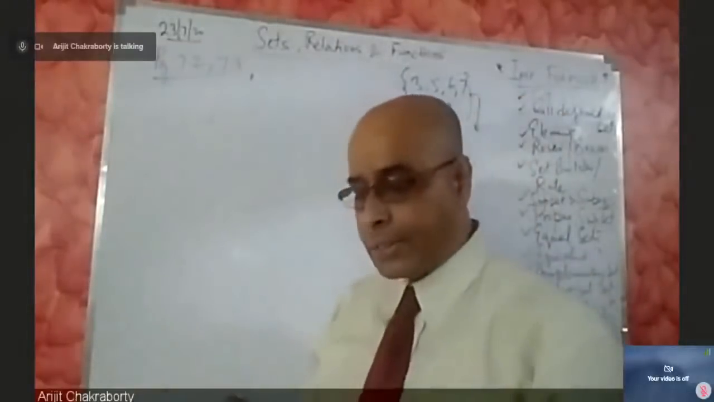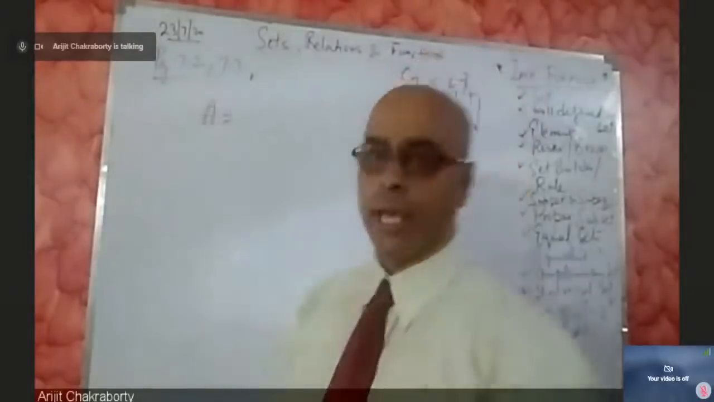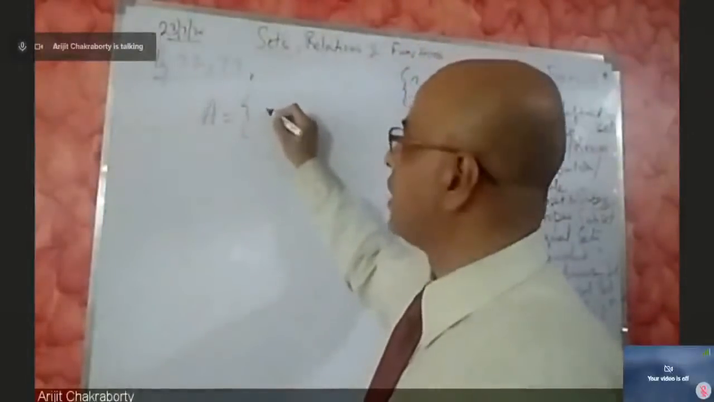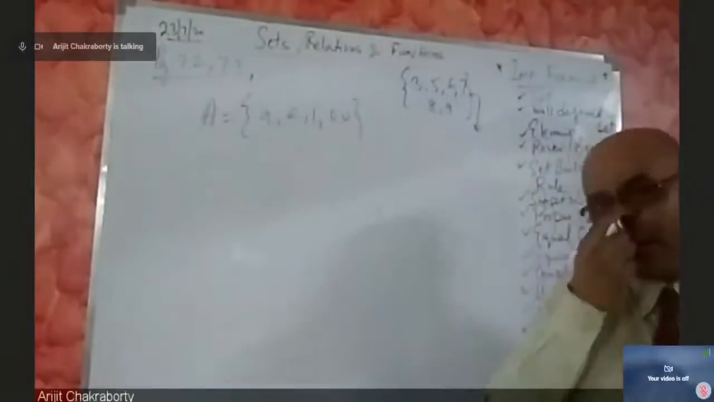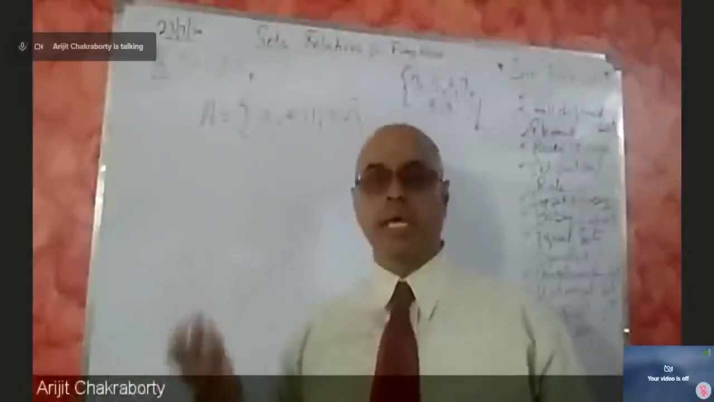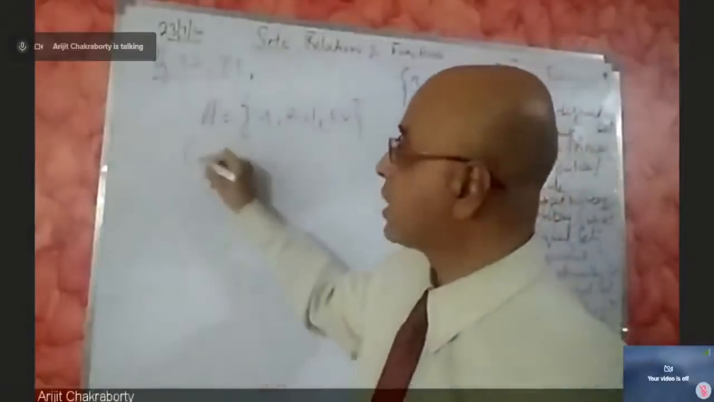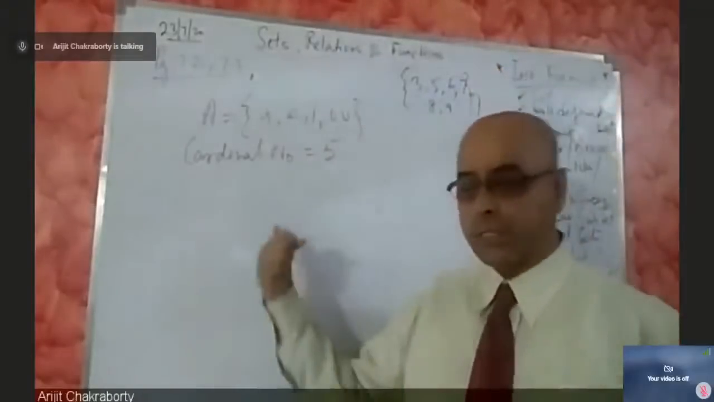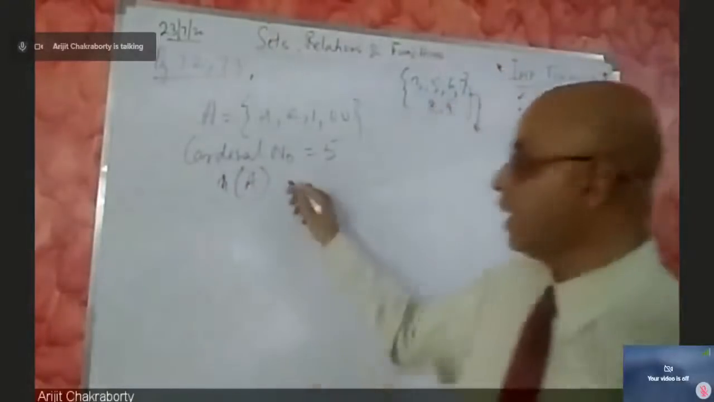Cardinal number. So cardinal number is basically, if I write set A, say A, E, I, O and U. How many elements are there? 5 elements. 5 alphabets, 5 letters, A, E, I, O, U. So here I will say that the set A has a cardinal number which is equal to 5. So what is cardinal number? The number of elements of set A, n(A). So n(A) is equal to 5.